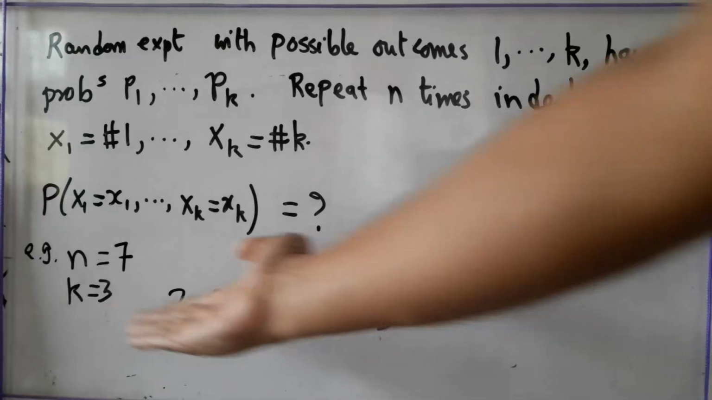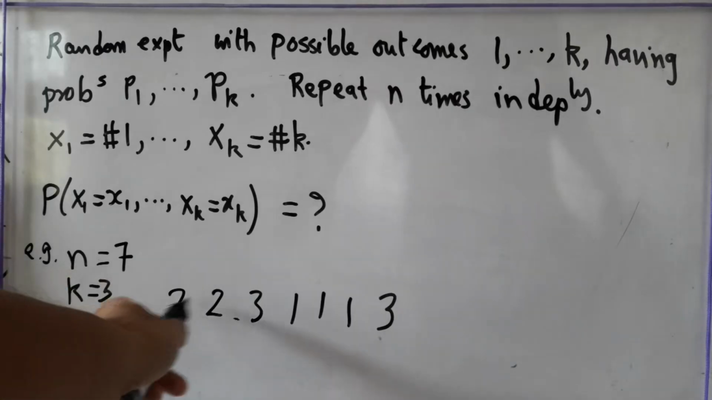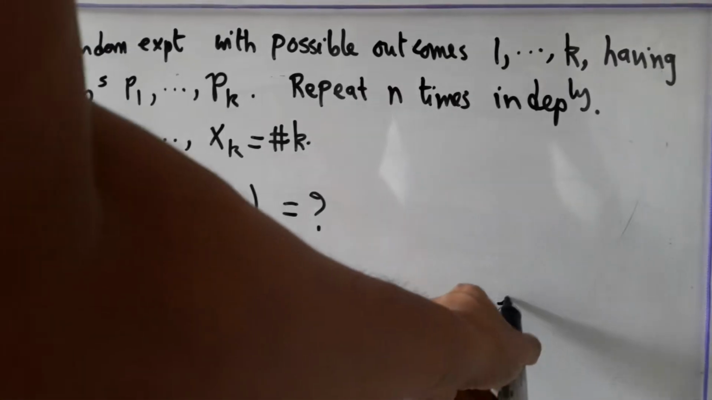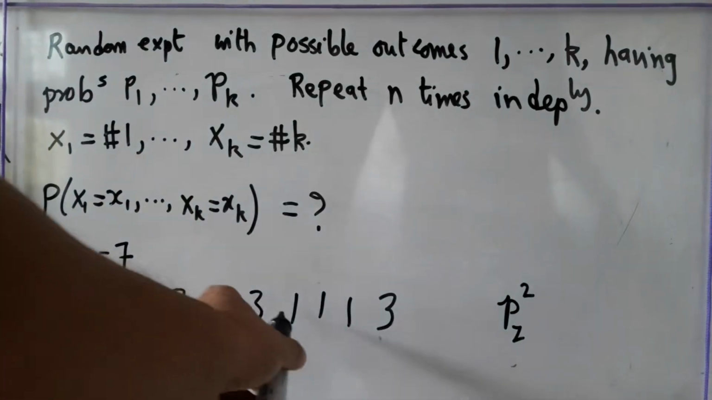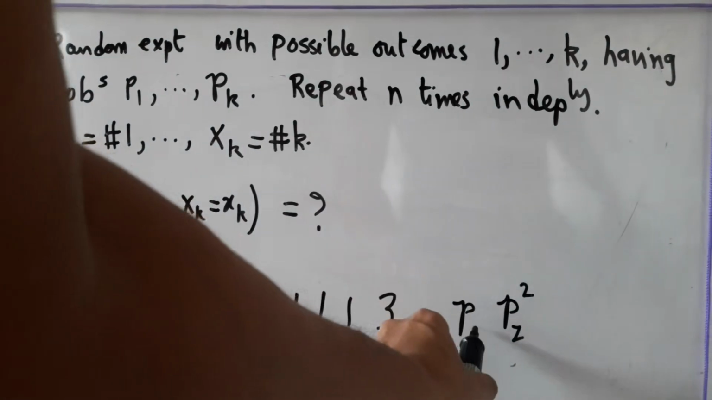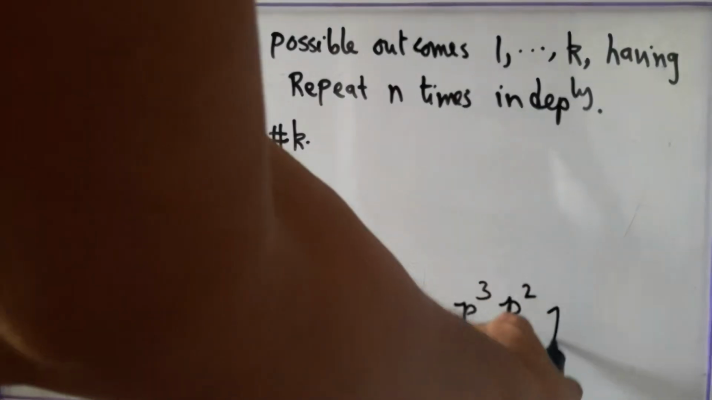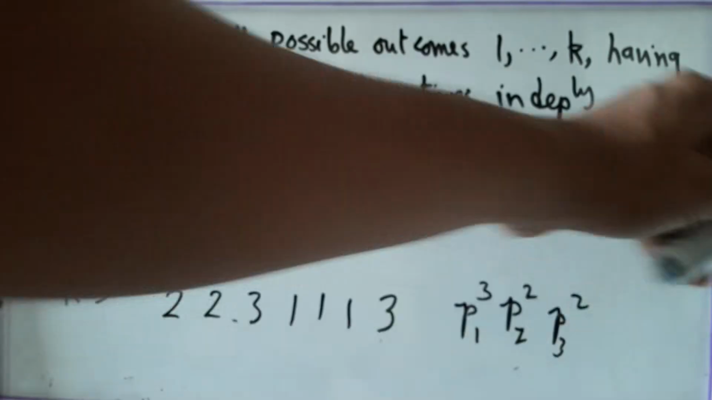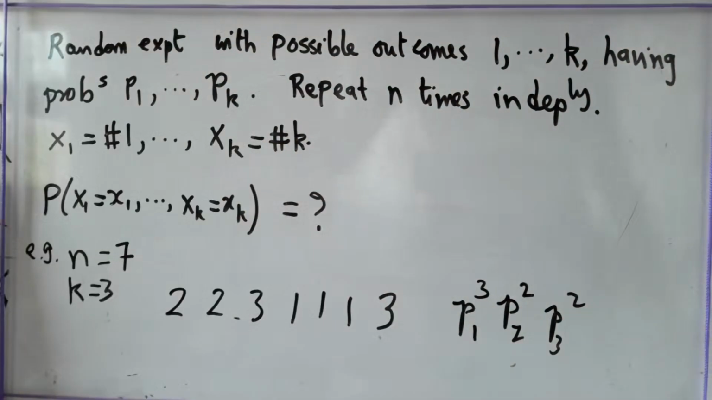Now what is the probability of this particular outcome? I have got 2 here, I have got 2 again, so it is p2 squared. I have got 1 three times, so I have p1 cubed, and I have got 3 twice, so p3 squared. So if I get this particular outcome, that will be the probability.